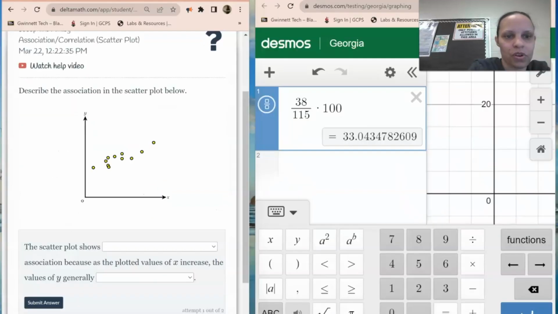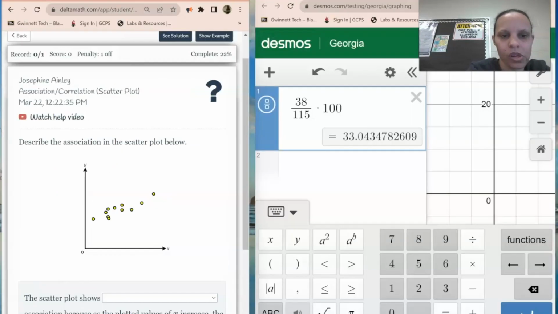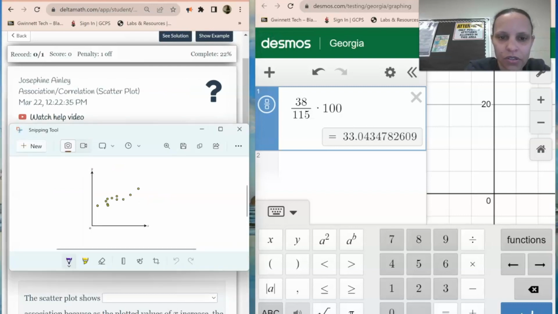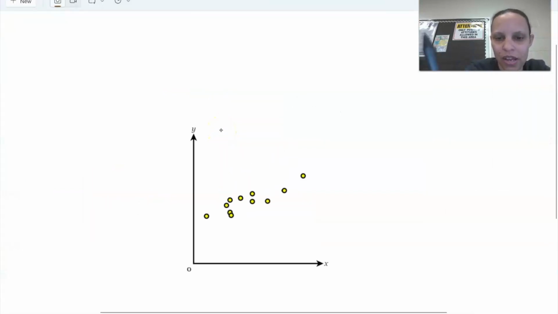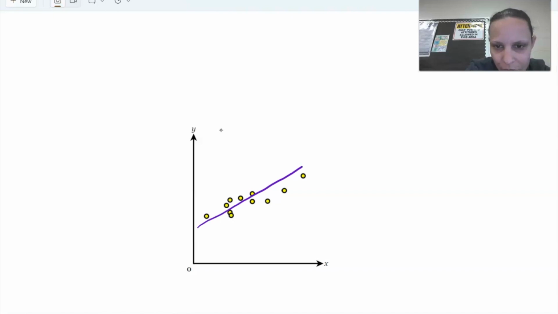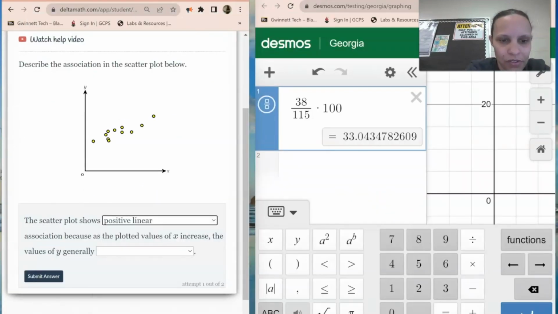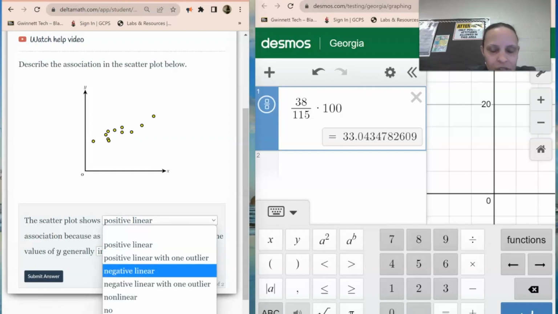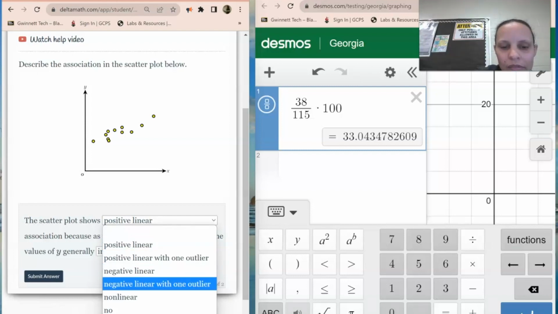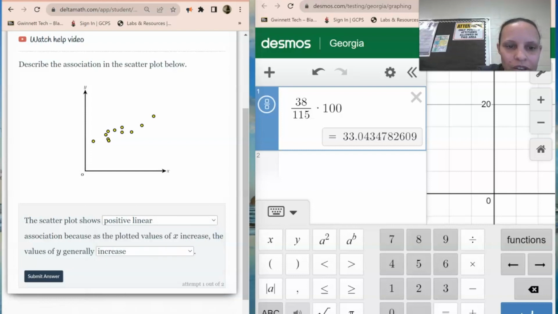Actually, I'll just do one more because I think it's relatively simple. All right, so here's another one. So what does it look like? Is it a U, an N? It looks like if I split the dots, it would be just like this. So that's a linear again. And this time it's going up, so it's a positive linear. All right, so the scatter plot shows a positive linear with generally increasing. And oh, I did not notice on that last one, it should have been a negative linear with one outlier, right? Because there was that weird one. But here there's no outlier.